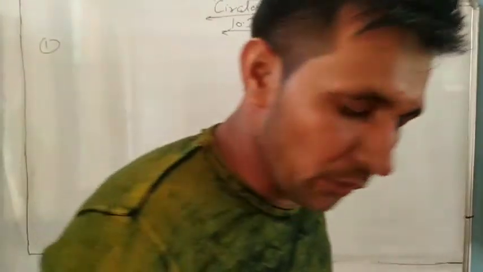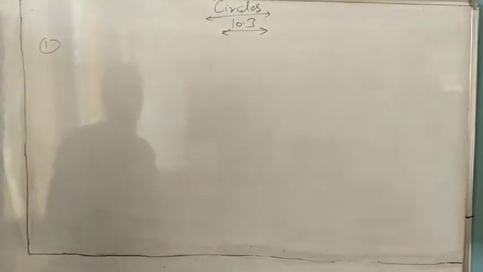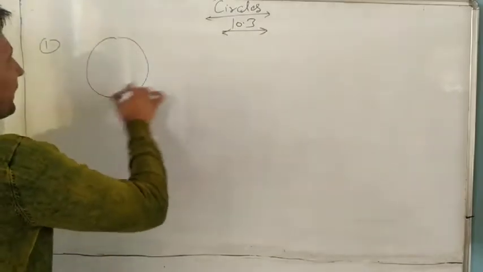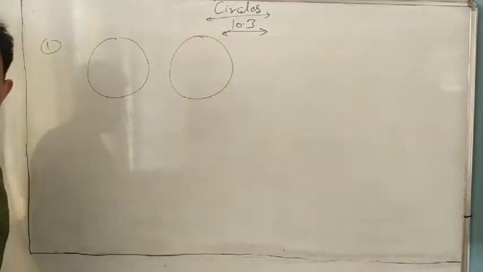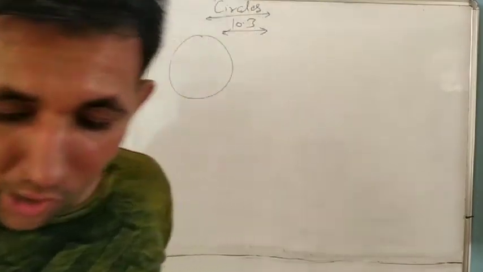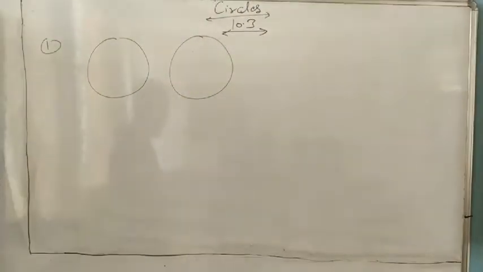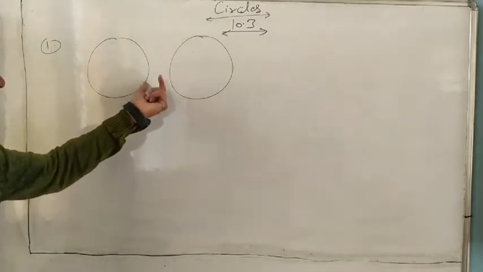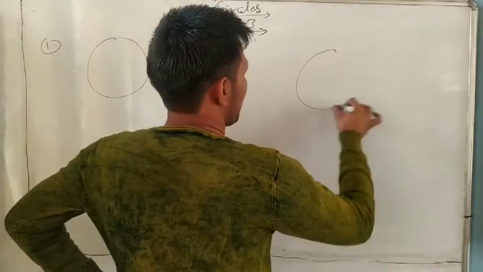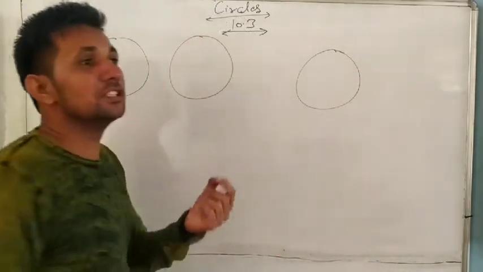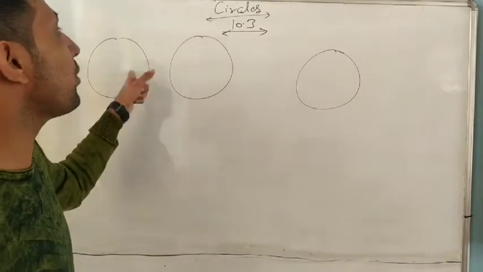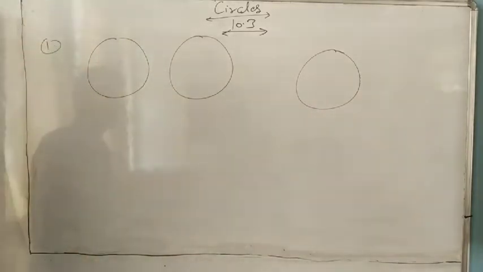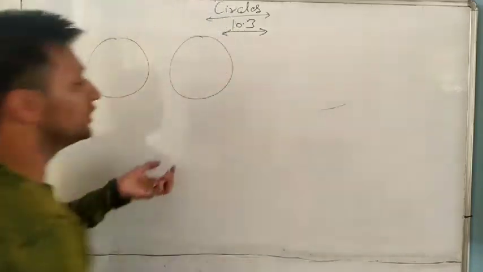Draw different pairs of circles. How many points does each pair have in common? We have to find, when we draw a pair of circles, how many points are common in the two circles. Zero points. Common means a point which is included in both circles. Is any point common in these circles? No, zero points are common.